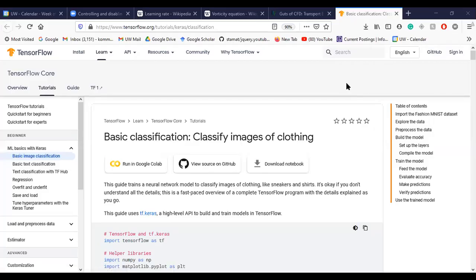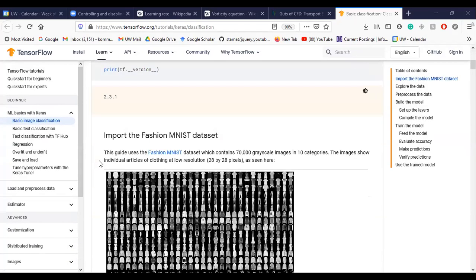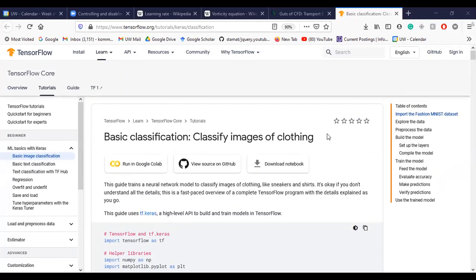So this is essentially the page which you will be getting into. And I was more or less explaining the things from these snippets. If you want to look at the whole workflow, you click on Run in Google Colab. It has a whole notebook where you can observe the workflow from beginning to end.